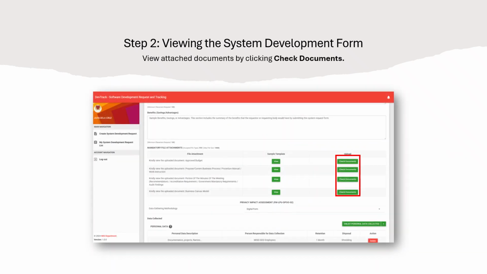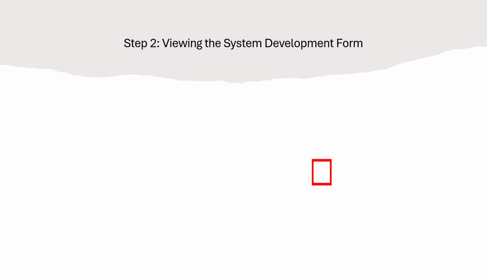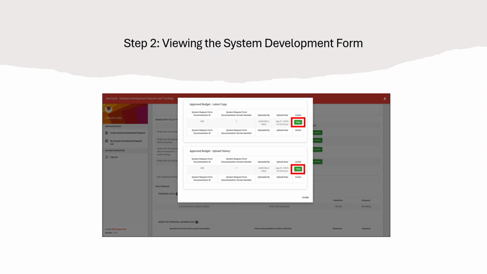The file attachments that were uploaded by the user can also be viewed by clicking on the Check Documents button. Within the pop-up, the user can view only the uploaded file attachments corresponding to the selected category. For ease of access, the top section displays the latest copy of the selected attachment category, while the bottom section shows the upload history for that category. To view the contents of a file, the user can click the View button.